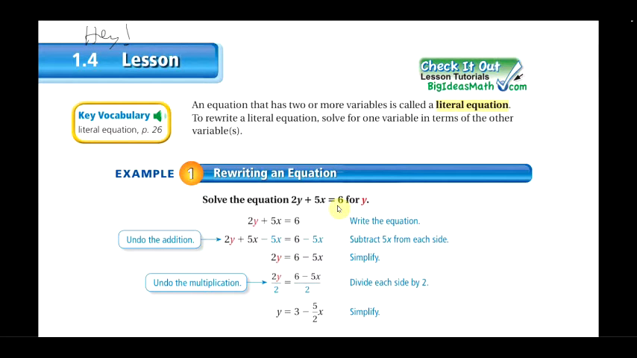Literally, we're going to just rewrite every equation. It's like we're reorganizing everything. Welcome back to 1.4, rewriting equations. Woohoo, rewrite. And I have my new pen that I get to get used to.